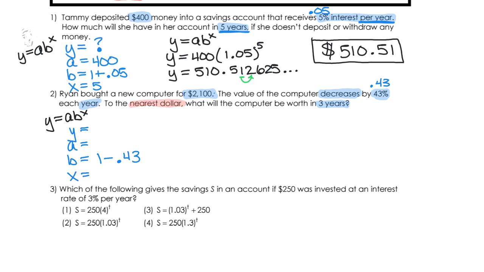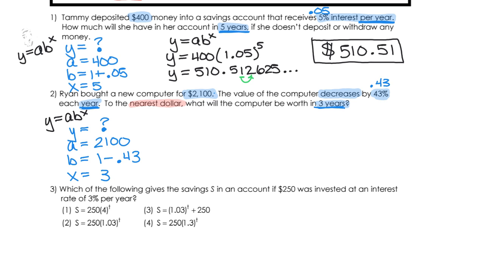Our a value, which is our initial amount, is 2,100. That's what the computer's starting off at. And we want to know how much it's going to be worth after 3 years. And again, notice that our percentage is per year and our time is in years, so we have to do no converting.